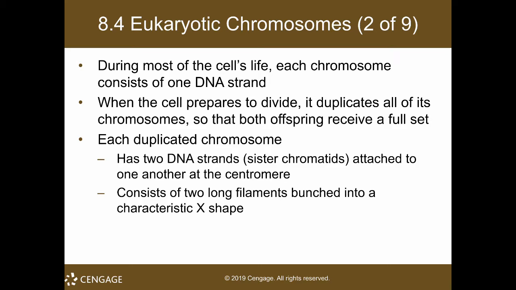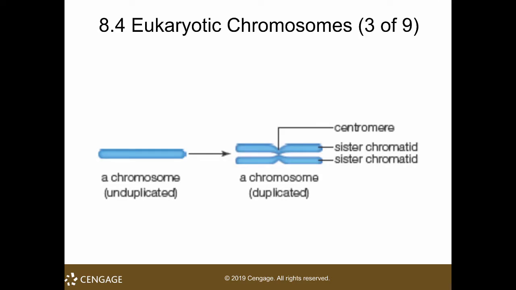When the cell prepares to divide, it duplicates all of its chromosomes so that both offspring receive a full set of chromosomes. So each duplicated chromosome has two strands, or sister chromatids, attached to one another at the centromere. That's basically how it forms the unique X shape that was observed under the microscope during cell division. It consists of two long filaments matching a characteristic X shape.